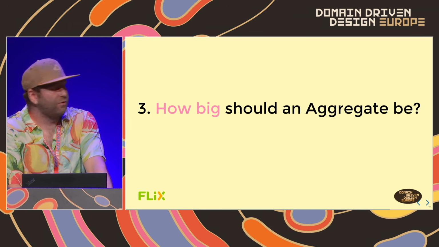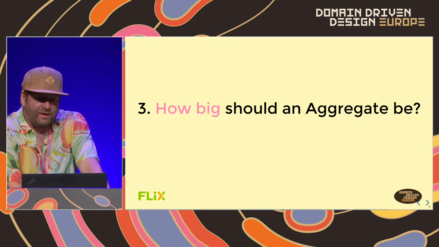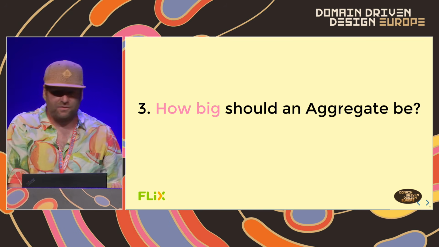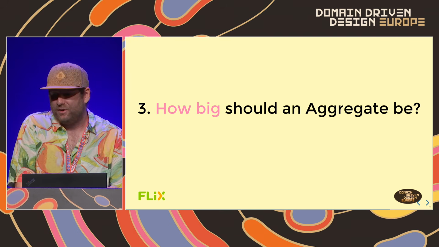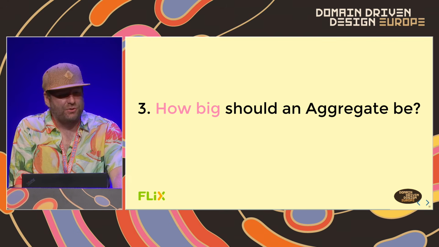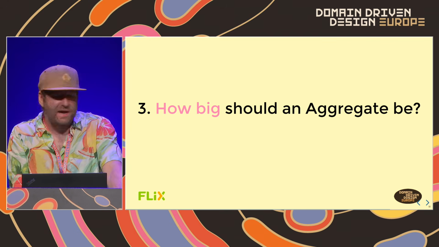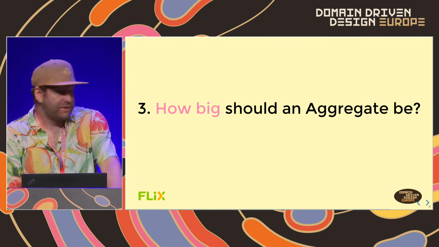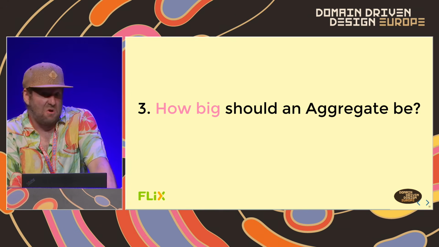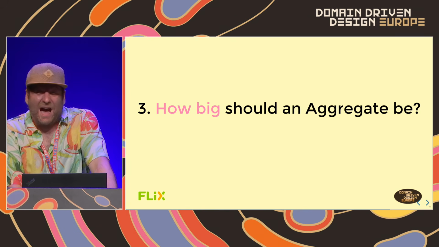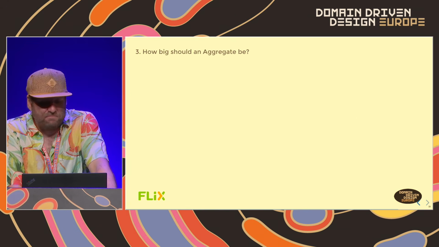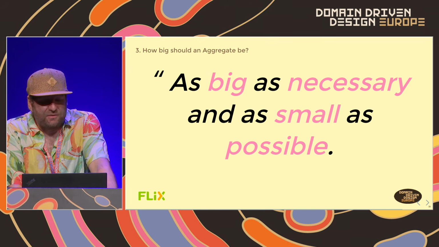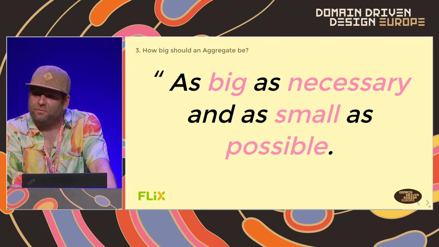So this brings me to the third question here, which sounds a little bit confusing, but it is actually very much to the essence of domain-driven design. It's about how big should an aggregate be? How do we find out what is inside and outside of this boundary? And to be honest, I can only give you a very unsatisfying answer. It's as big as necessary and as small as possible.